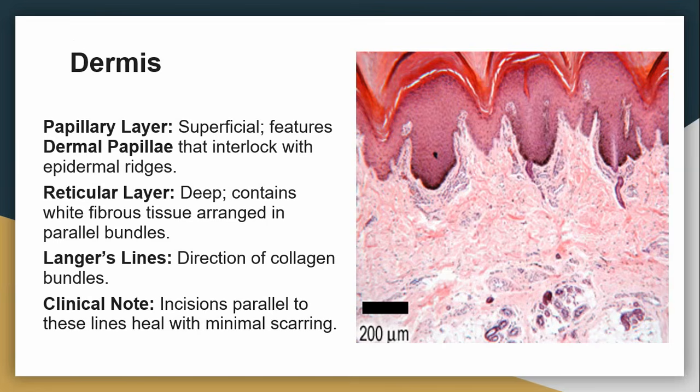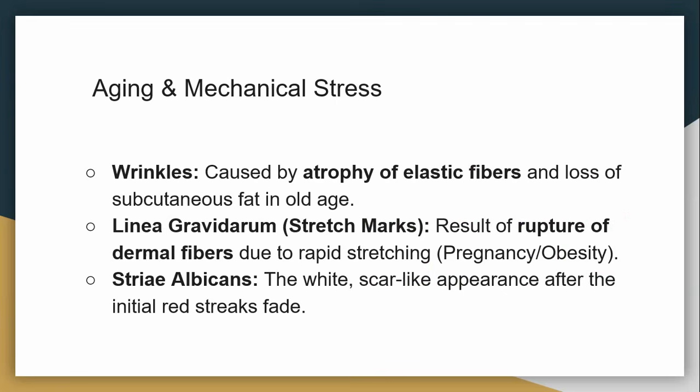This is the deeper layer, and it contains connective or fibrous tissue, arranged in parallel bundles. The arrangement of those bundles is called Langer's lines, and they are of some clinical importance, because if the incision given during surgeries is along these lines, it recovers easily. So these are a few clinical points which we are going to discuss about skin.